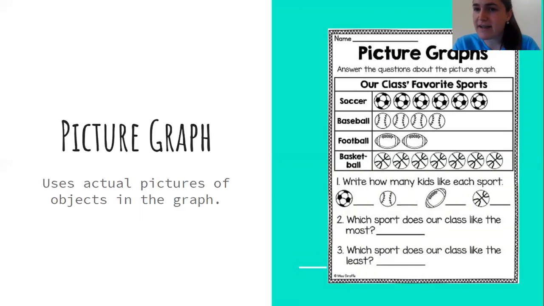So next to soccer, I see there were 6 soccer balls. Next to baseball, there are 4 baseballs. Next to football, there are 2 footballs. And next to basketball, there are 7 basketballs. So I could use that information, that data from the graph, to answer the questions that they had below.